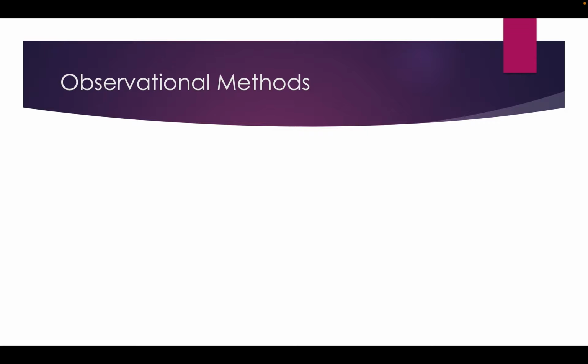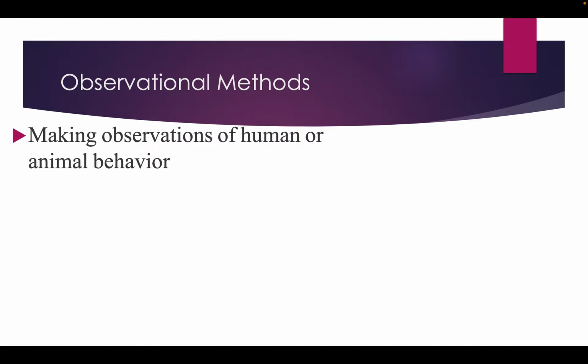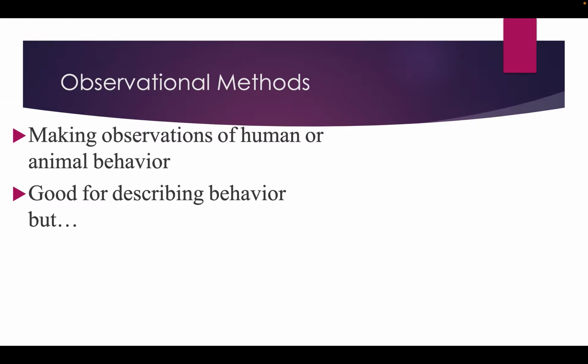And let's think back to the tantrum example. In this situation, you're simply making observations of human or animal behavior. That's it. No intervention, no manipulation, just observing behavior. So this is a good method for describing behavior, but there are a few cons we must consider.